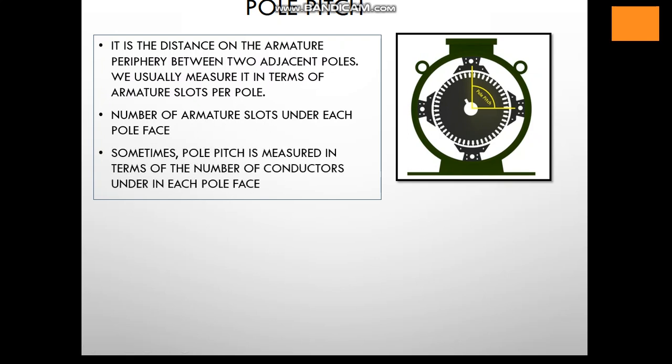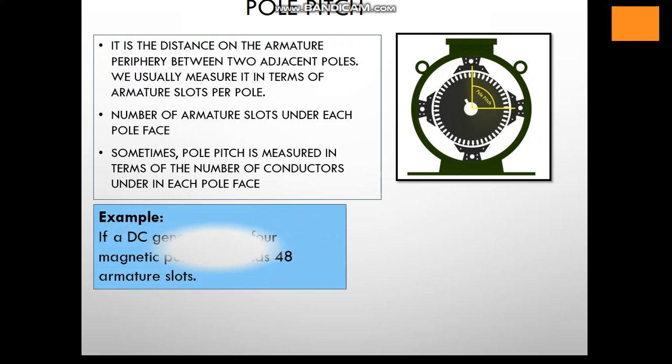Sometimes pole pitch is measured in number of conductors under each pole face. With simplex it is fine, but if duplex or triplex, there are more conductors in one slot, so sometimes we refer to conductors. For example, if a DC generator has 4 magnetic poles, as seen in this diagram, and it has 48 armature slots all in all.